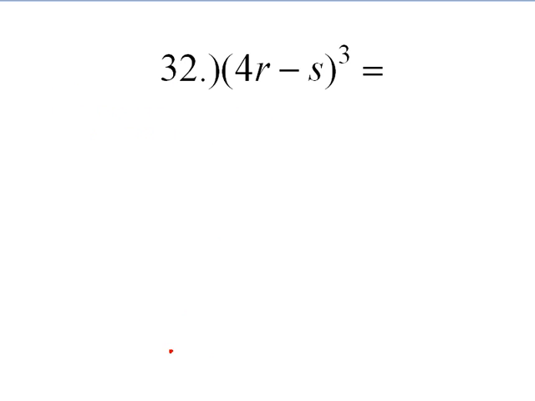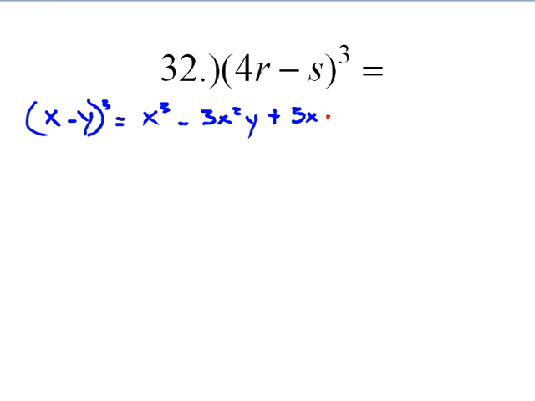Okay, here's a cube. All right, now our formula said, let's see, let me just write it down. X minus y cubed equals x cubed minus 3x squared y plus 3x y squared minus y cubed.